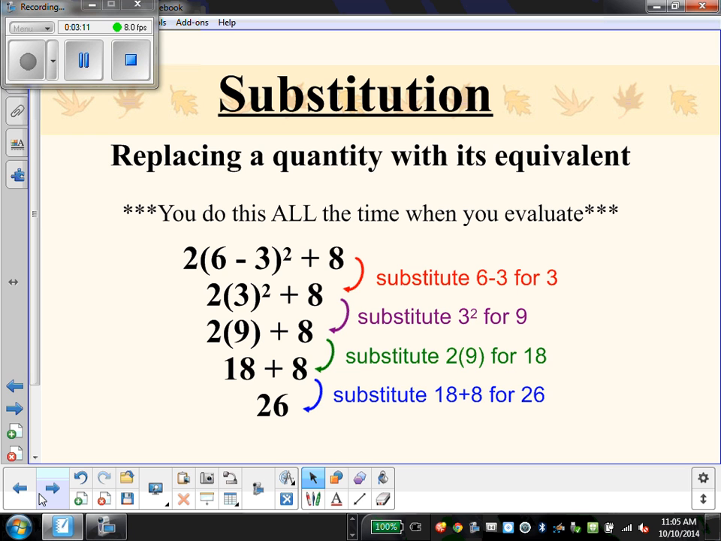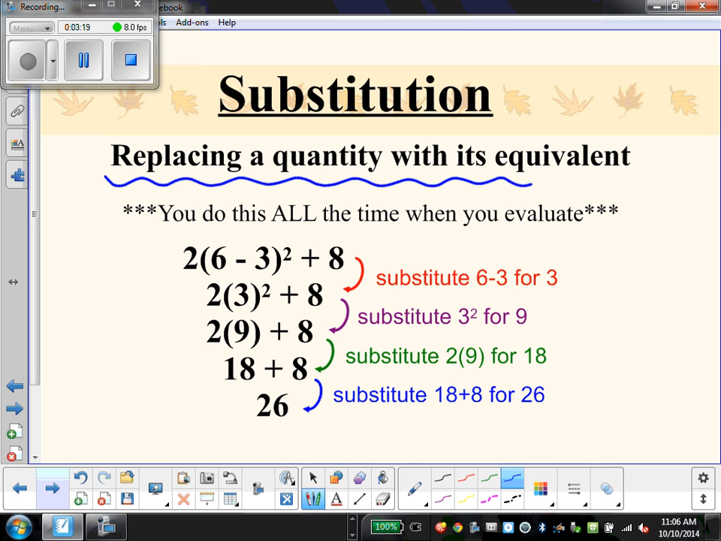Substitution, replacing a quantity with its equivalent. So that is what you need to fill in on your sheet under substitution. Replacing a quantity with its equivalent. Just like when you have a substitute teacher. Okay, your teacher is gone. There is a substitute there. That person is also a teacher. So you're replacing a teacher with another teacher, a substitute, substitution, replacing a quantity with its equivalent.